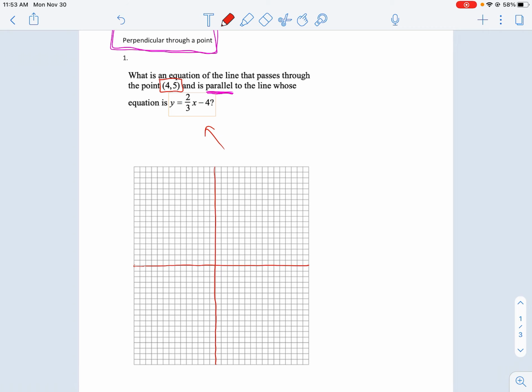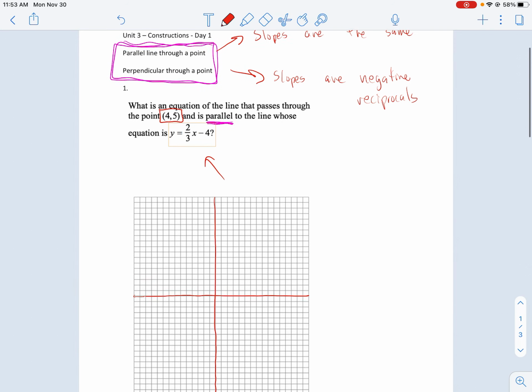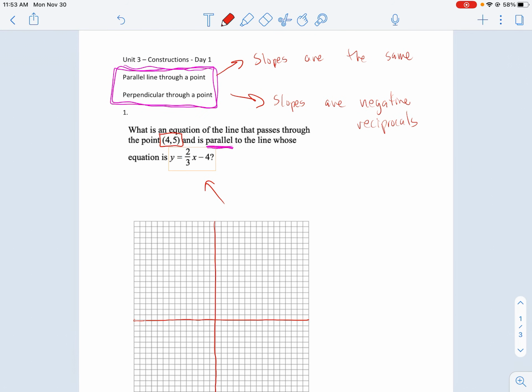Now remember, what do we know about two lines that are parallel? Their slopes are the same. And two lines that are perpendicular, their slopes are negative reciprocals, right? So in this case, we're trying to find a line that's parallel, which means we're going to use the slope 2/3. That's going to be our slope.